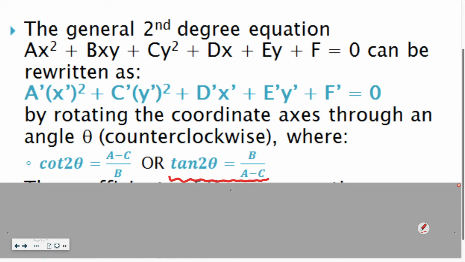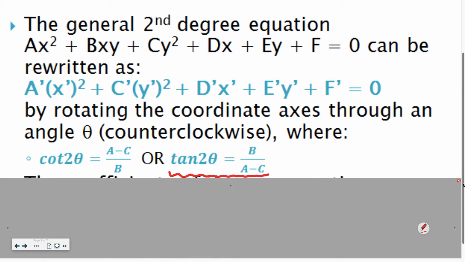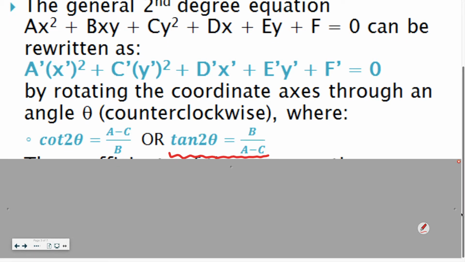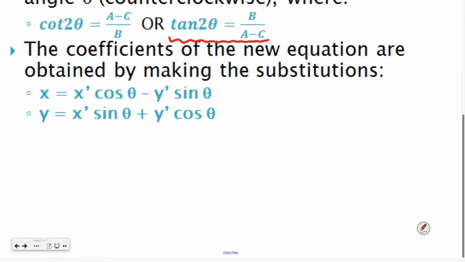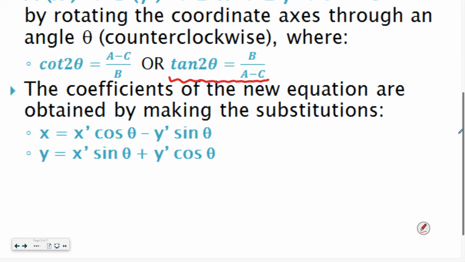Now, that angle is going to tell us how far we're going to rotate our axes counterclockwise. Okay, that's how we rotate in math, right? Counterclockwise. It'll also tell us how to determine x prime and y prime. So once you have theta, you are going to rewrite x and y using these two formulas right here.